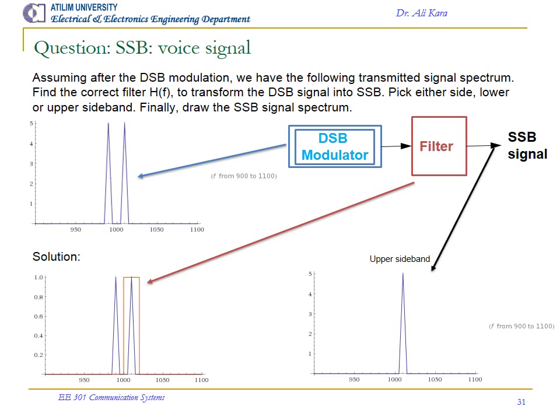Question: SSB voice signal. Assuming after the DSB modulation, we have the following transmitted signal spectrum. Find the correct filter response H of f to transform the DSB signal into SSB. Pick either side, lower or upper sideband. Finally, draw the SSB signal spectrum.